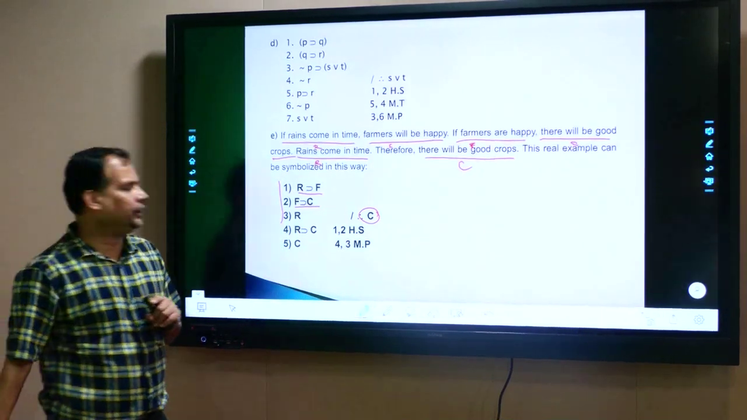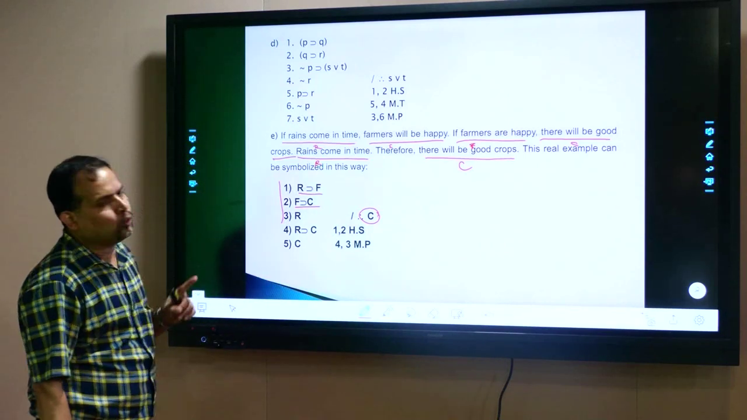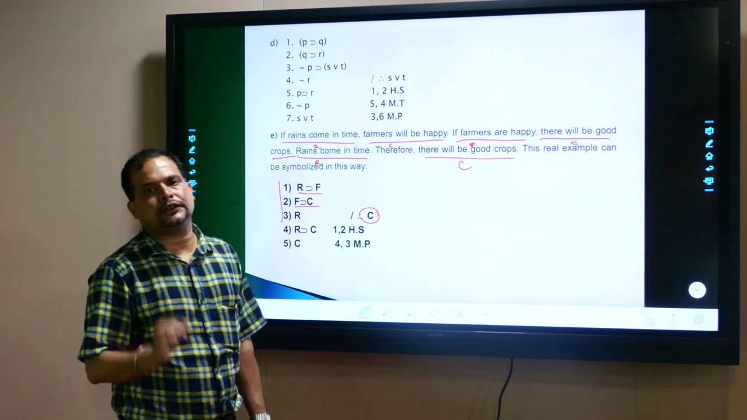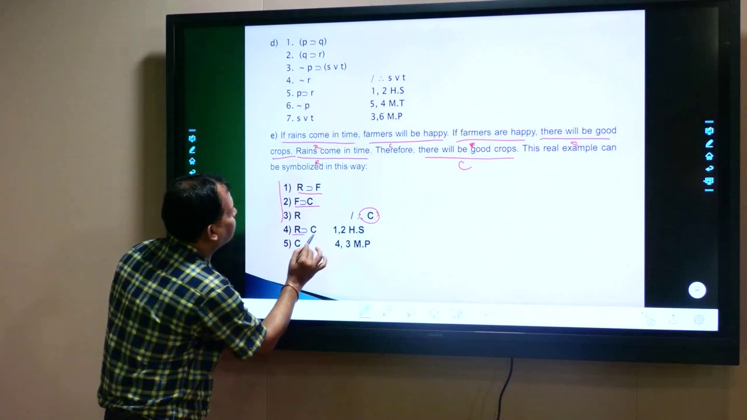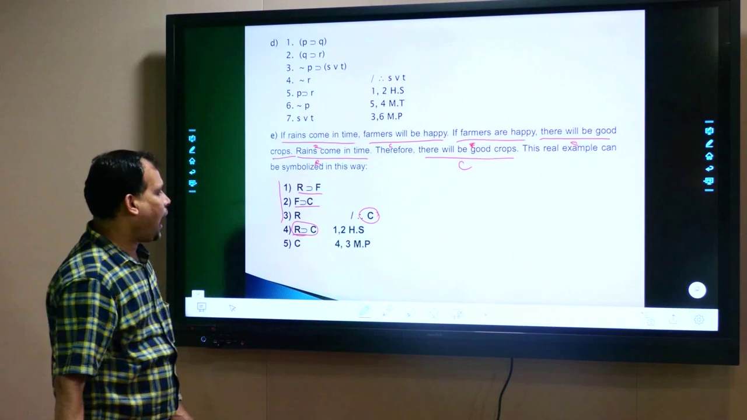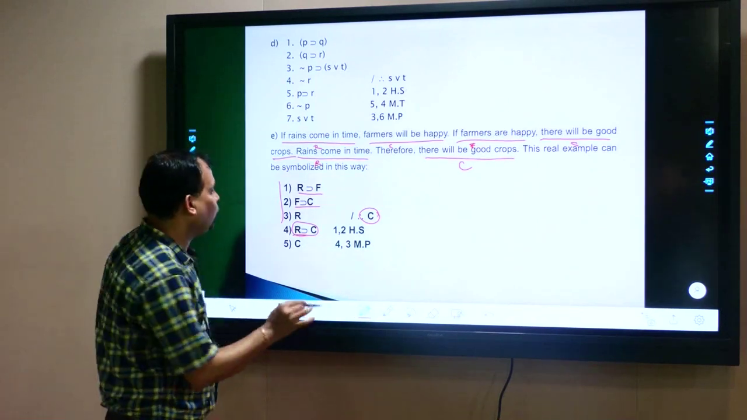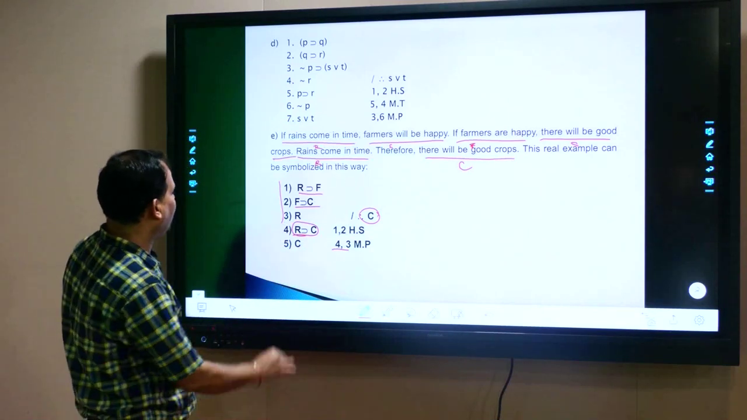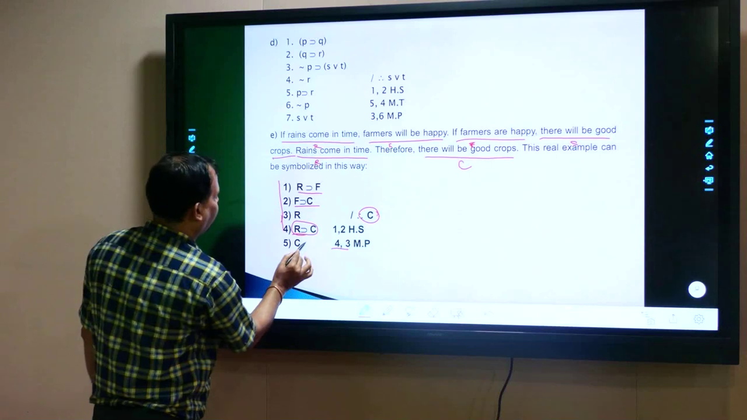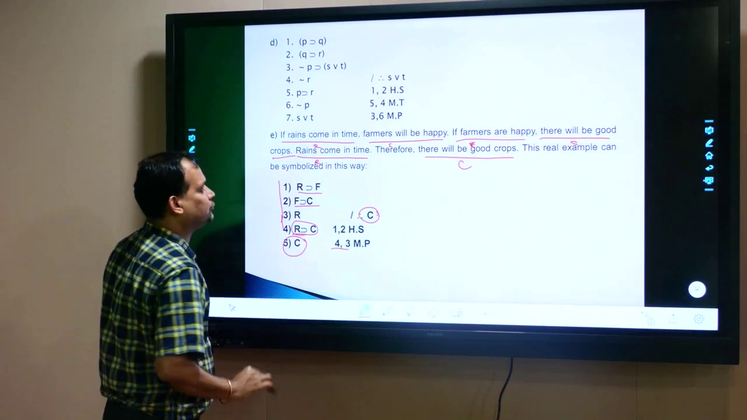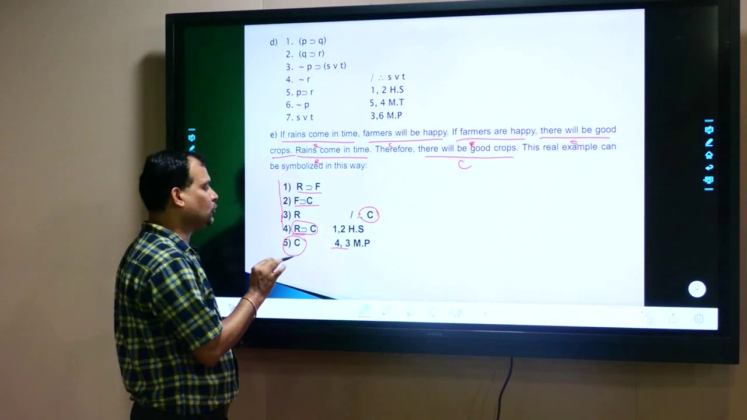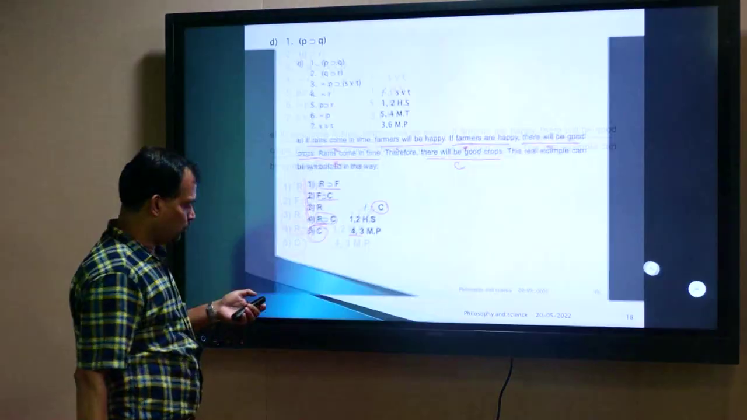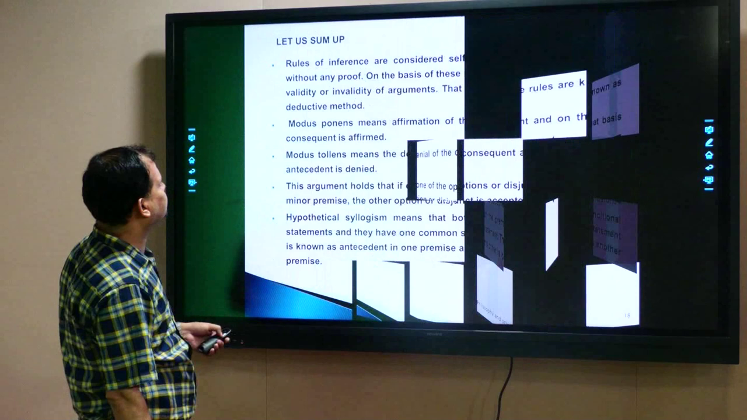Now, dear learners, you see, we apply hypothetical syllogism on 1 and 2. By applying hypothetical syllogism on 1 and 2, we find R implies C. Now, how can we deduce the conclusion C? We apply the modus ponens rule on 4 and 3. That is, we find the conclusion C by applying modus ponens on steps 4 and 3. So this is the solved example of rules of inference, dear learners.